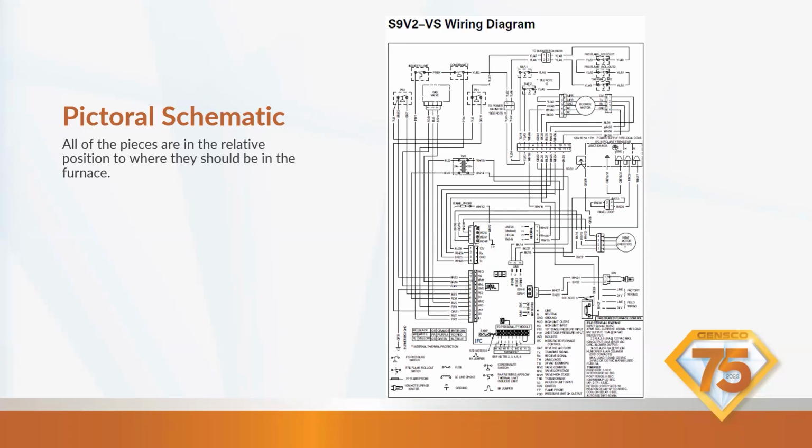Those are really helpful for just knowing, when you look at it apart, look on the pictorial schematic and you can kind of see relative to where you're looking in the furnace, where you're going to find that on the schematic. Now the next type is a ladder schematic.